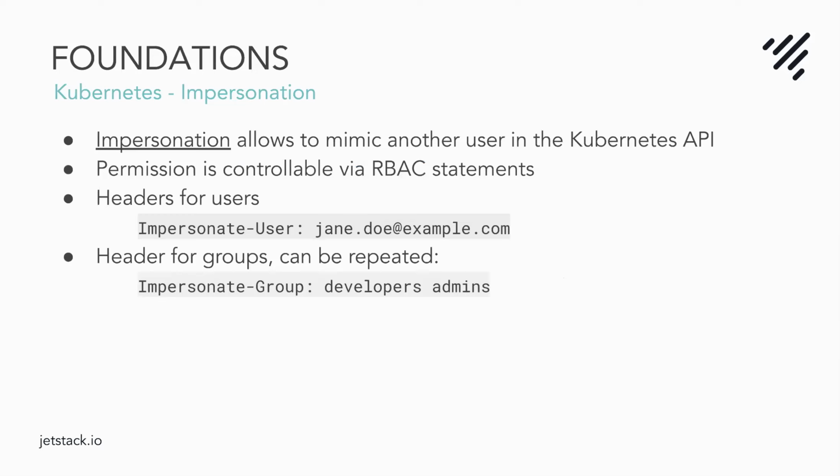Another thing to note is the feature of impersonation in Kubernetes, which will become important in a second. Kubernetes has a feature where you can add impersonation headers onto HTTP requests, and they allow you to impersonate other users or groups in your authorization layer.